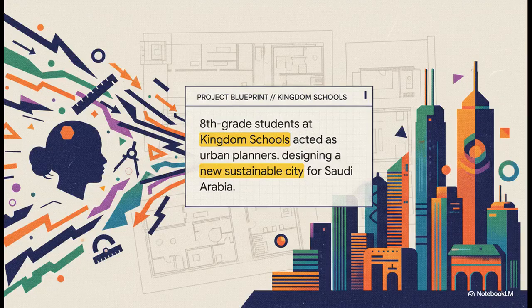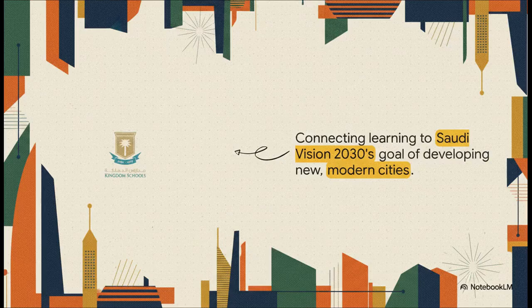So here's the setup. 8th grade students at a place called Kingdom Schools were given this incredible task. They had to stop being just students and start acting like professional urban planning consultants. Their mission? To design, justify, and then build a model for a brand new, totally sustainable city for Saudi Arabia. And you know, this wasn't just some abstract project with no real-world connection. No way. This project is directly plugged into Saudi Vision 2030, which is this huge, ambitious national plan to build modern, forward-thinking cities.